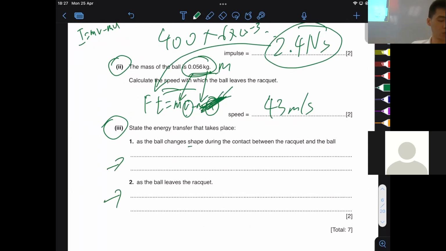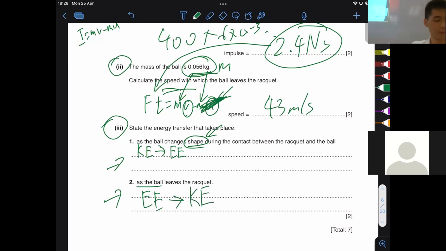As the ball changes shape, guys, as soon as you see this word change shape, for sure it's going to be stored as elastic energy. Because once the energy releases, it will go back to its original shape, right? So from here, it's essentially going to be kinetic energy to elastic energy here, right? And as the ball leaves the racket, it's going to be elastic energy back into kinetic energy.